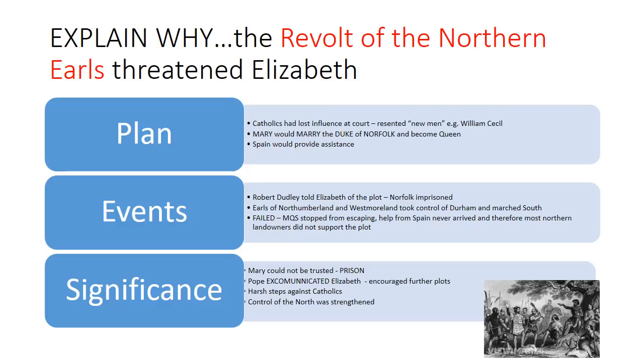The Pope in Rome, because obviously she killed Catholics, excommunicated Elizabeth, which basically means that effectively Elizabeth couldn't go to heaven and all that kind of religious side of things, and this just further encouraged more Catholic plots. The English government, in retaliation, began to take steps against Catholics, and on the positive side, they began to send more troops north and more Protestants north, so their control of the north was strengthened. So this was the first thing that happened here.